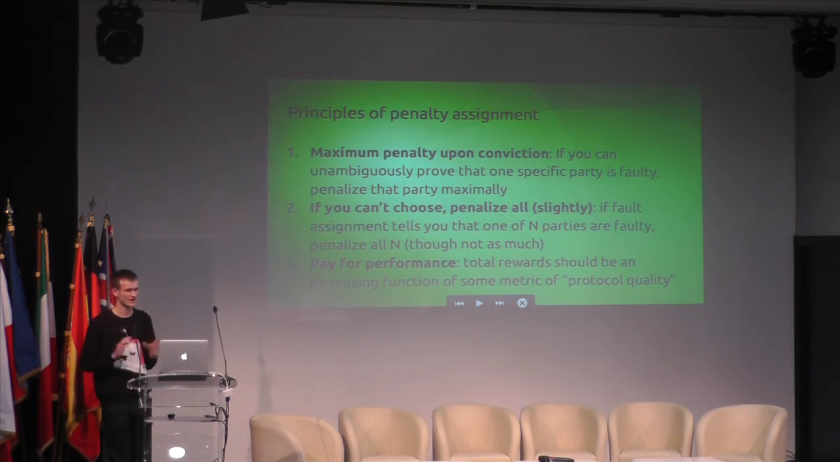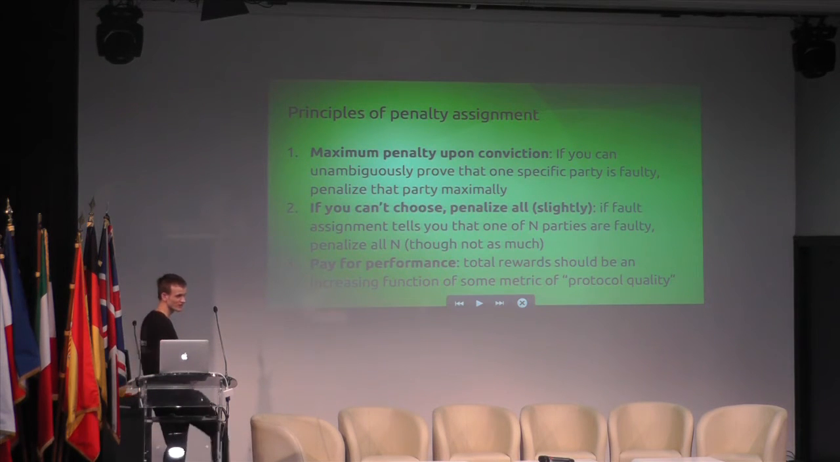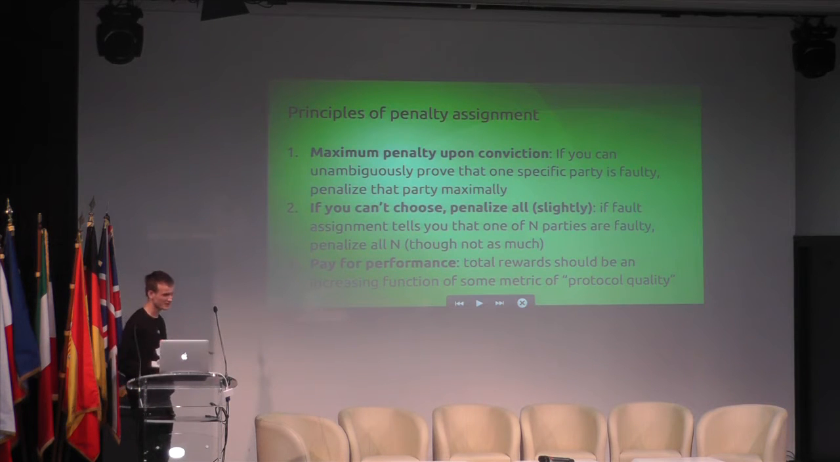So, principles of penalty assignment. If you can take a protocol fault and convert the protocol faults into individual node faults, then what are the principles according to which you should figure out what the penalties are? One principle is maximum penalty upon conviction. If you can unambiguously prove that one specific party is faulty, then you know what you should do? You should kick them again and again, and you should kick them as hard as you possibly can. The reason basically is, you know they're guilty.